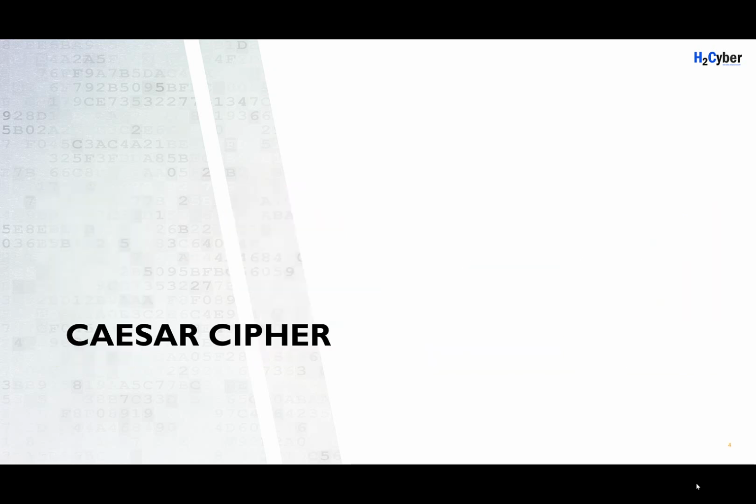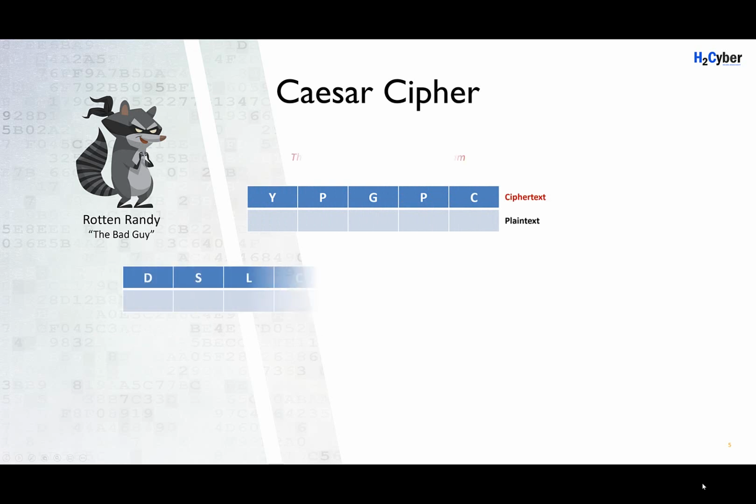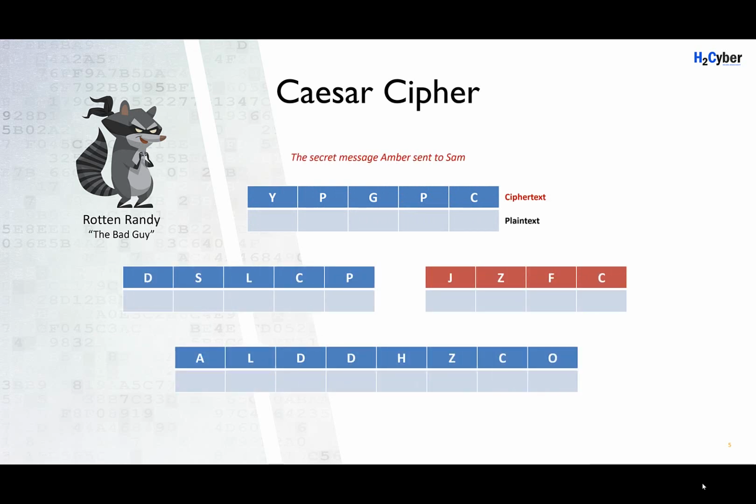Today, we're going to learn how to break the code of a message sent with the Caesar Cipher. So let's begin. Rotten Randy was able to see the encoded message Amber sent to Sam. Here we have the ciphertext of that message. The first step is to pick a word or group of letters out of the ciphertext, and in this case, we're going to focus on J, Z, F, C.